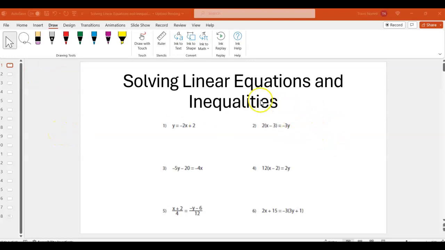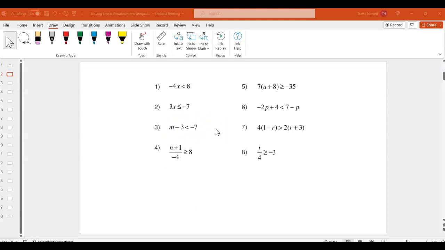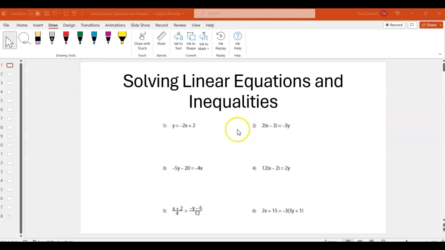We are going to start with equations with two variables. I will start by solving for y and then solve for x, and then I'm going to move to inequalities, solving for one of the two variables. So we'll go ahead and start with problem number 1 here.